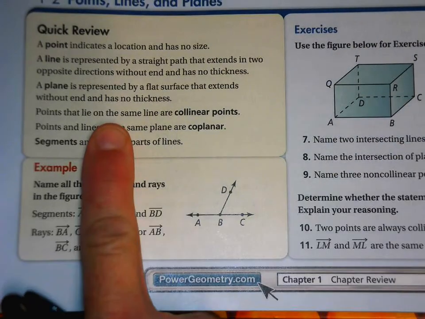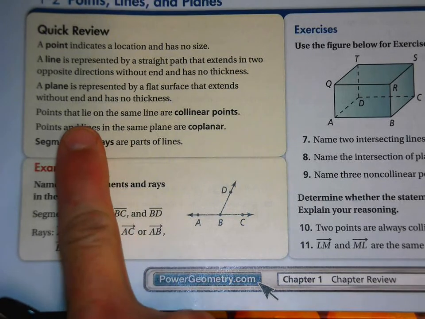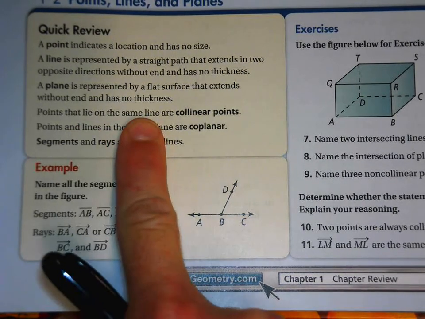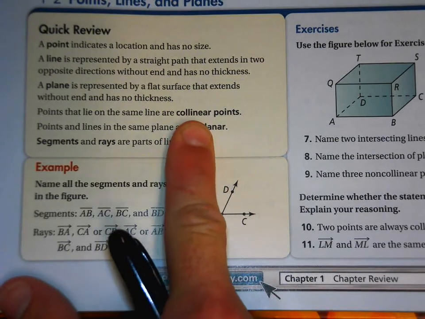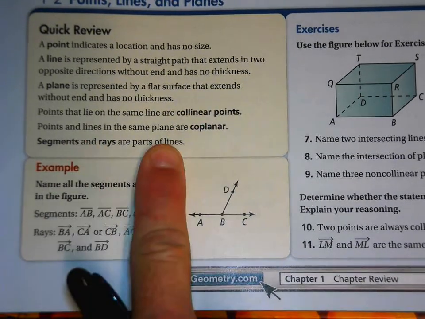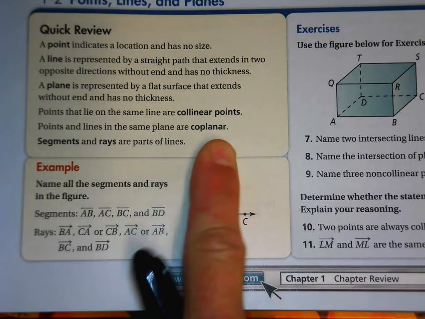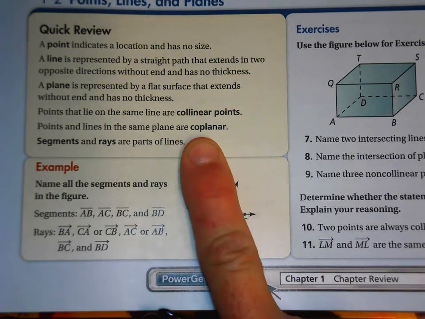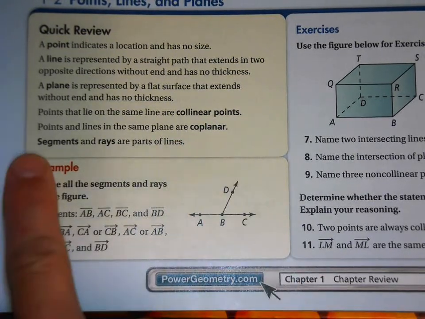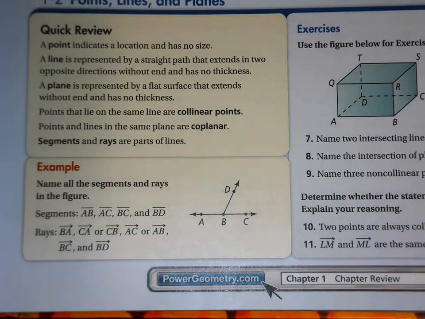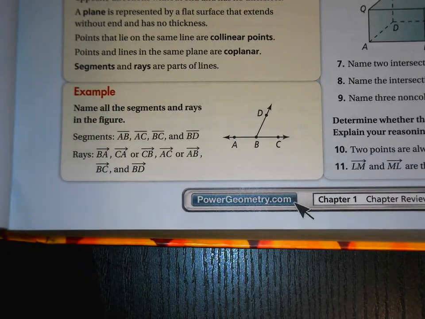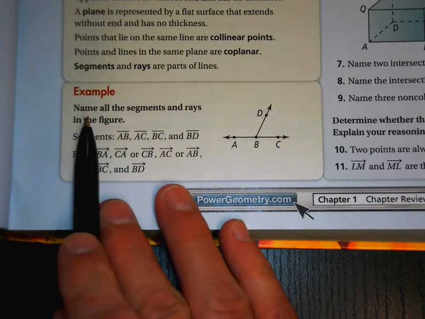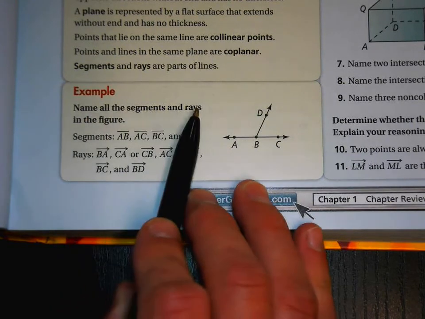Now, here we go back to the vocabulary, back to the textbook. Points that lie on the same line are called collinear points. Okay, so that was the vocab we just did. On the same line, collinear. Points and lines that are on the same plane are called coplanar, on the same plane. Segments and rays are parts of lines. And so we'll get into that in a second. All right, so let's take a look at these particular notes from the textbook. We're going to name all the segments and rays in the figure.